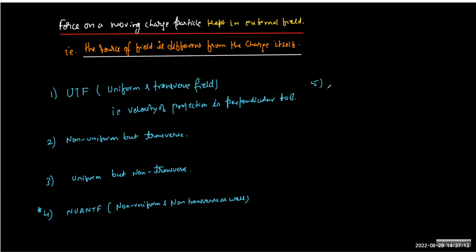The fifth variety that you have to study in this chapter is when uniform E and B are present. And there are two subcategories: when E is parallel to B, it's given to you that E is parallel to B, and when E is perpendicular to B. And with all these five variations, you will be able to cover the entire chapter.